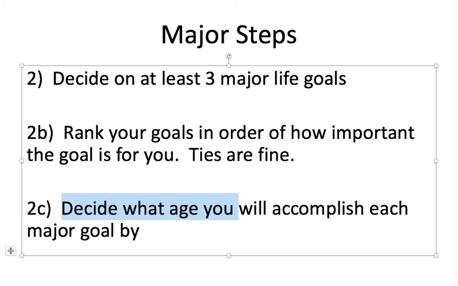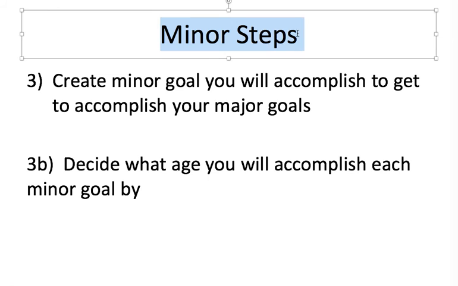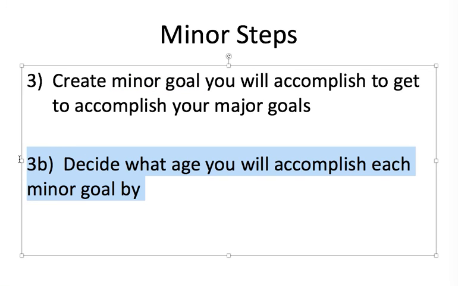So now that you have these major goals, then you must think of what minor steps or what minor goals you need to accomplish in order to accomplish each of your major goals. So each of your major goals will have many minor goals underneath it, and you'll decide what age you will be when you accomplish each one of those minor goals. This will be all part of a larger project.